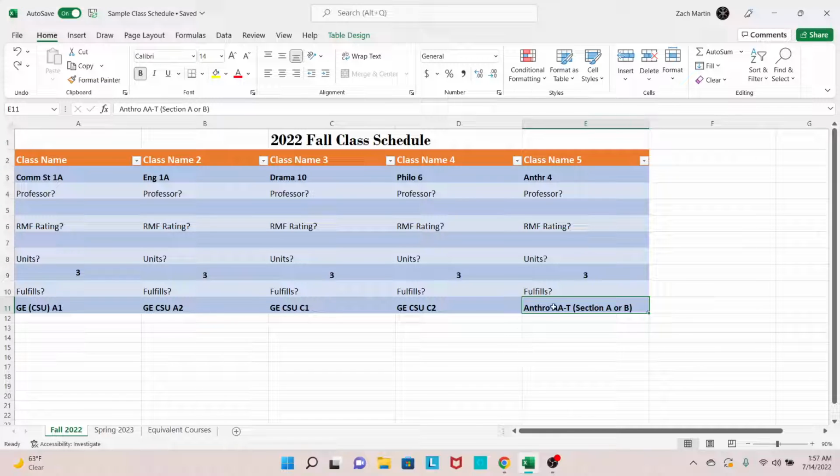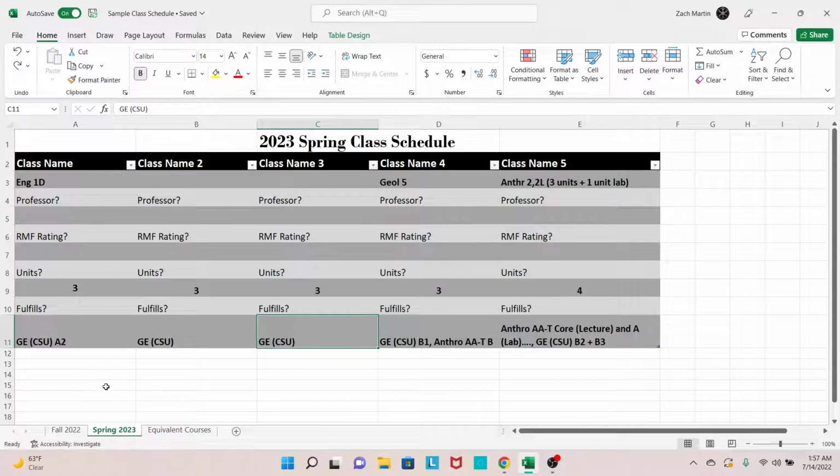The Anthro 4 actually could fulfill either one of these requirements through the Anthro AAT, and it also fills a general ed section as well, which I forgot to include, which is my bad. But it's definitely good to look through and see everything that something can fulfill, because looking at this example that I already made, one class I realized can fulfill up to 4 different requirements depending on when you take it and what else you've taken around it.